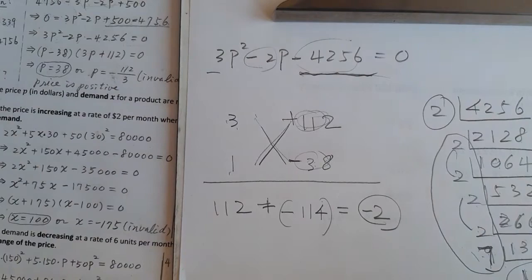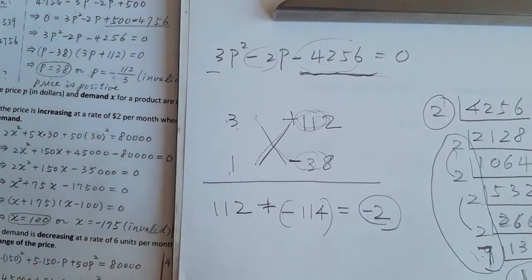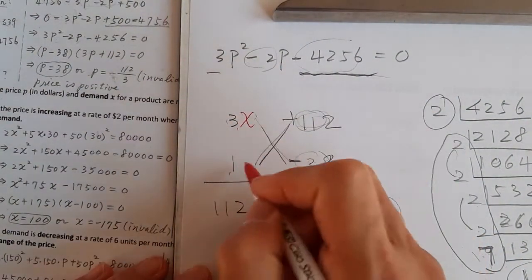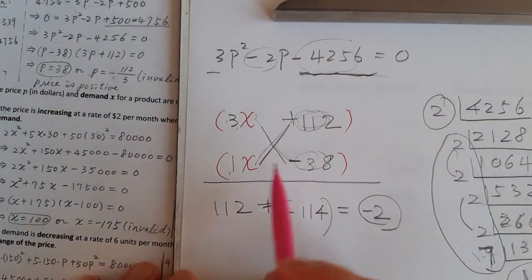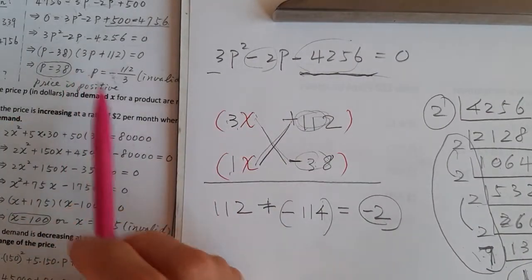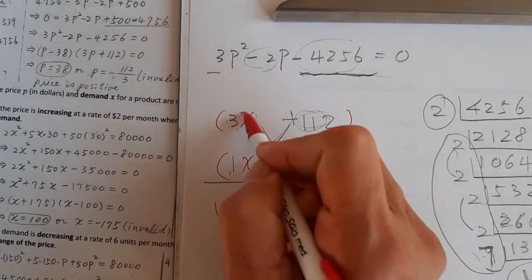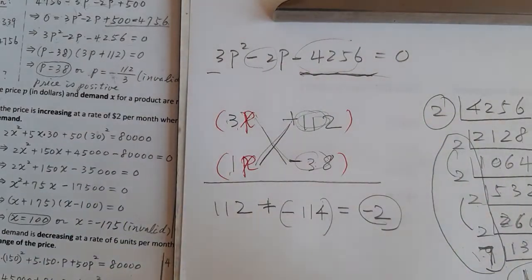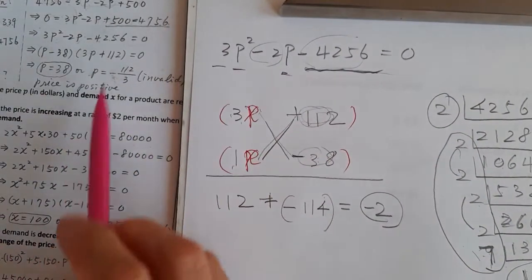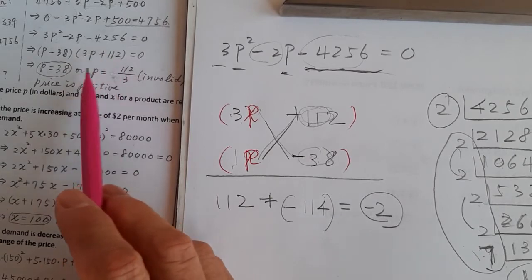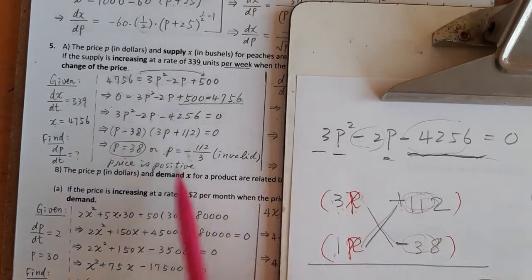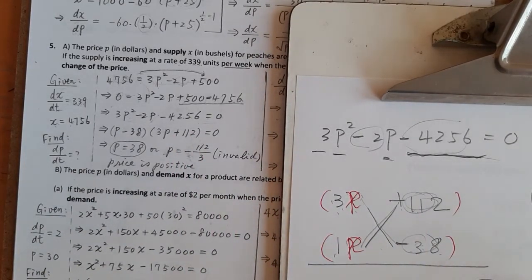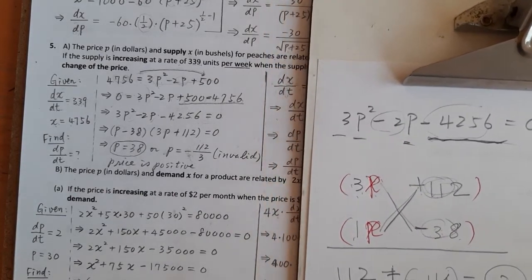Then attach x here, attach x here. Put the parentheses. So you got the factor is 3p. Here is not x, it's p. Attach p, because here is p. So get 3p plus 112 times p minus 38. You have to try many times until you get the right one.